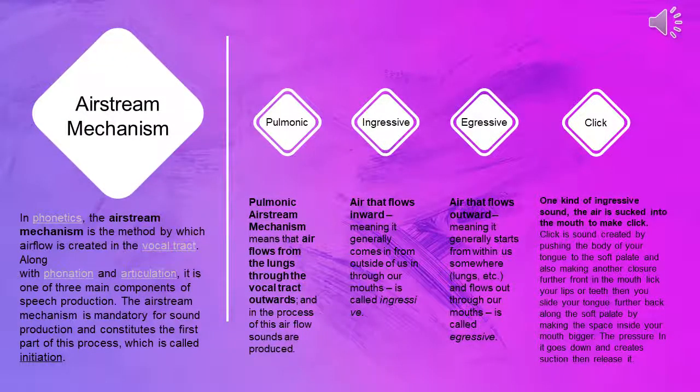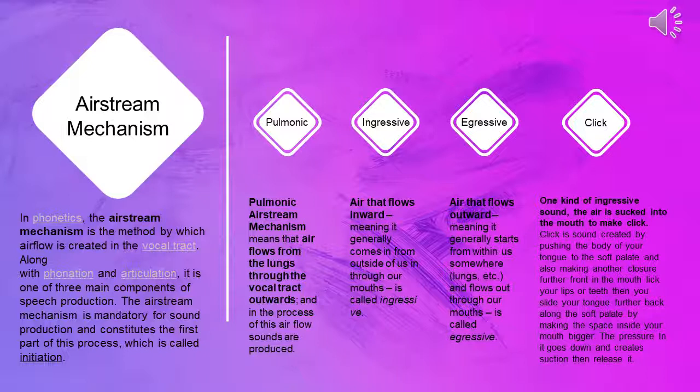Airstream mechanism. In phonetics, the airstream mechanism is the method by which airflow is created in the vocal tract. Along with phonation and articulation, it is one of three main components of speech production. The airstream mechanism is mandatory for sound production and constitutes the first part of this process, which is called initiation. Pulmonic. Pulmonic airstream mechanism means that air flows from the lungs through the vocal tract outwards, and in the process of this airflow sounds are produced.